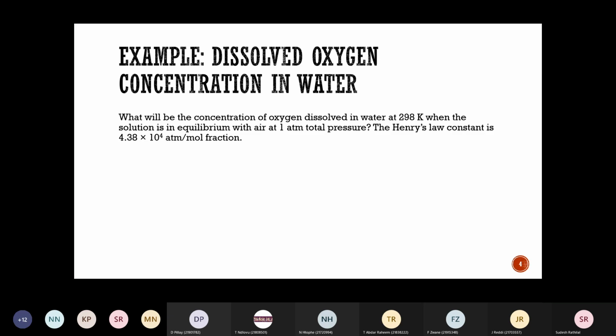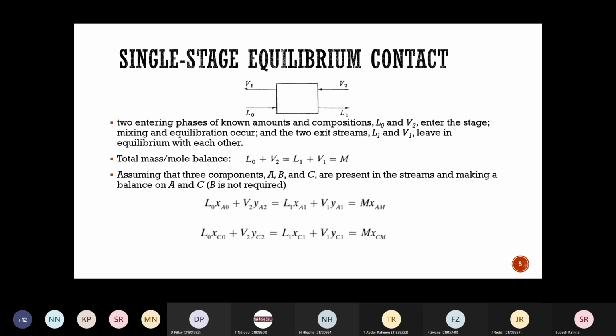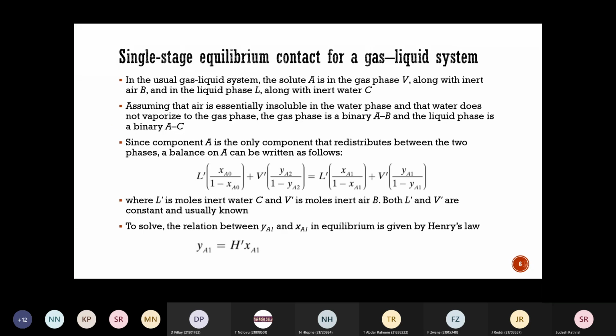Same example, we've covered this example already, so let's not go through that in detail. And the equilibrium studies, single stage equilibrium contact. We've done the balances for a single stage equilibrium contact. This we haven't covered, so let's go through this in a little bit of detail. Single stage equilibrium contact specifically for a gas liquid system.